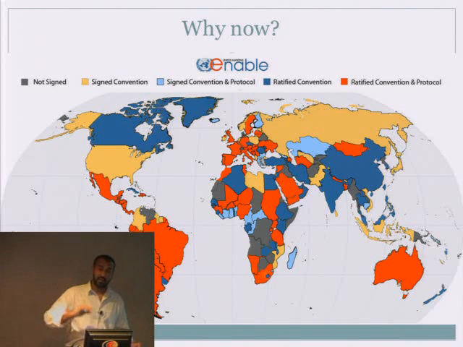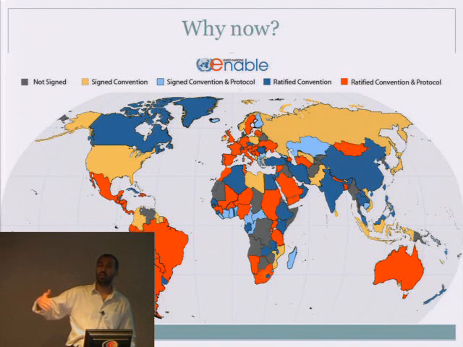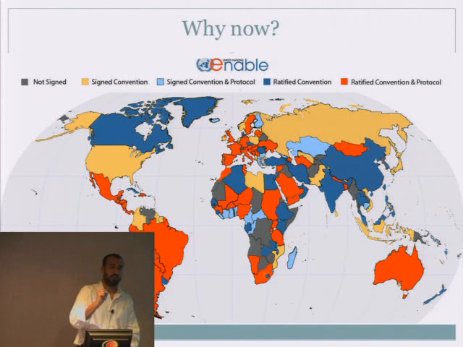So agreeing to be at the orange level is a very high degree of commitment from the country in not only signing it, but saying that we are willing to have an independent body look at whether or not we are doing this right.